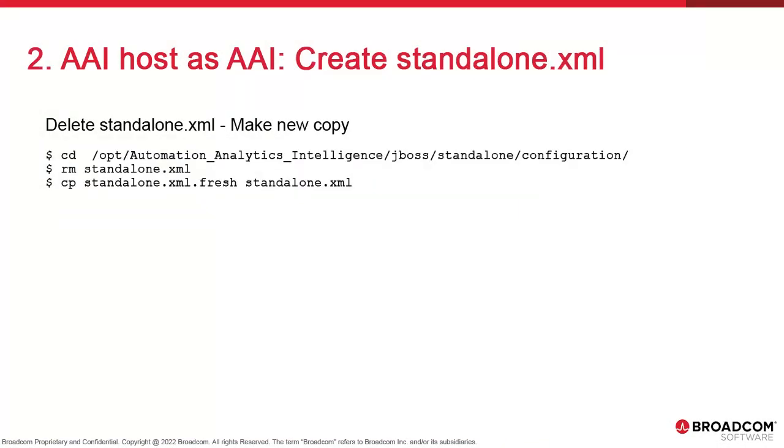The second step in securing the AAI server is to update standalone.xml. We're still on the AAI host, but we su to AAI. We head to the jboss/standalone/configuration directory, delete the existing standalone.xml, and recreate a new one based on the .fresh file.